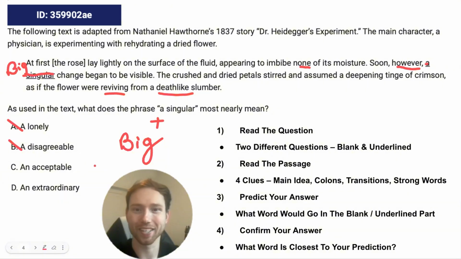Okay, a little bit more positive, but still not quite as strong or positive as a big or significant change, and that's going to be the word that I'm looking for. D, an extraordinary change. Yep, that's absolutely it. It's very strong language that matches my prediction and fits the context incredibly well. So D will be the correct answer.